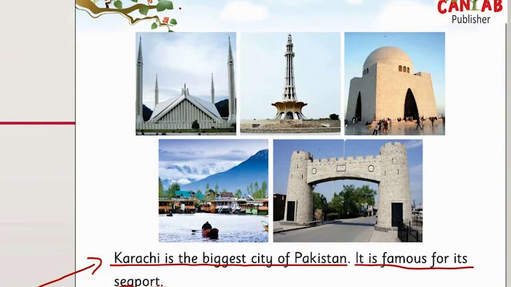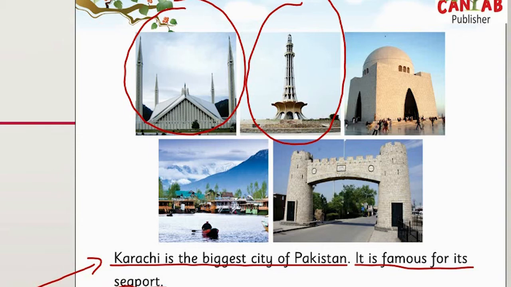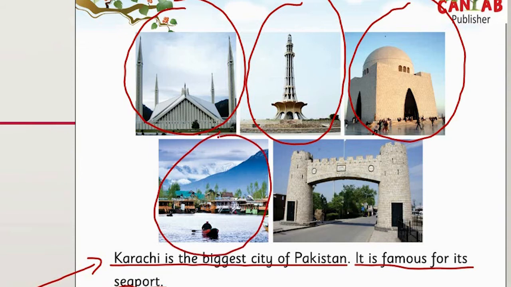These pictures you see, this is the Faisal Mosque in Islamabad. This is Minar-e-Pakistan in Lahore. This is Tomb of Quaid-e-Azam in Karachi. This picture is from Kashmir, the disputed area. And this is Bab-e-Khaybar, which is in KPK.